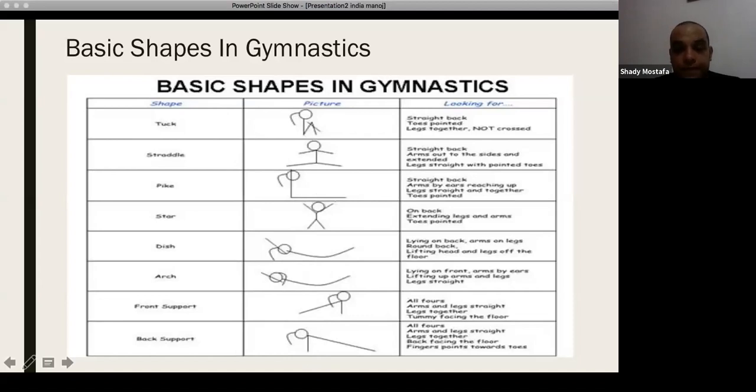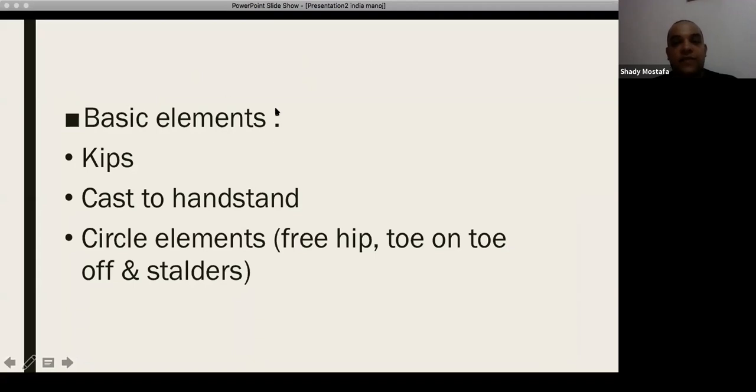So now, let's go. These are the basic elements for bars. Starting from kips, cast to handstand, circle elements. When we start with the younger ages, we have to make sure that the girls have those three elements, especially the kip. Kip is the most important element to learn because you use it as a mount, you use it after all releases, and to combine your routine. You cannot do a routine without a kip, you have to do a kip.